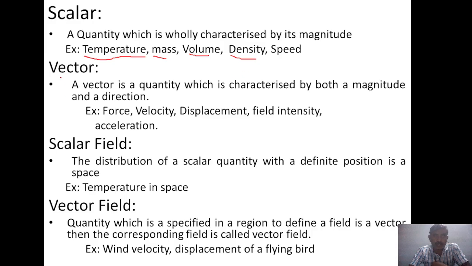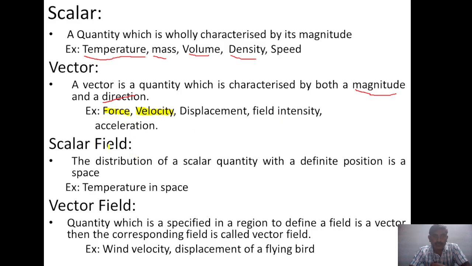And the second one, vector. A vector is a quantity which is characterized by both magnitude as well as direction. So it will be denoted by both magnitude and direction. For example, force. In a particular direction, what is the amount of force we can get. Similarly, if air velocity or wind speed is considered, in a particular direction the wind speed is this much. So it is a vector quantity. Displacement and field intensity are also examples of vectors.